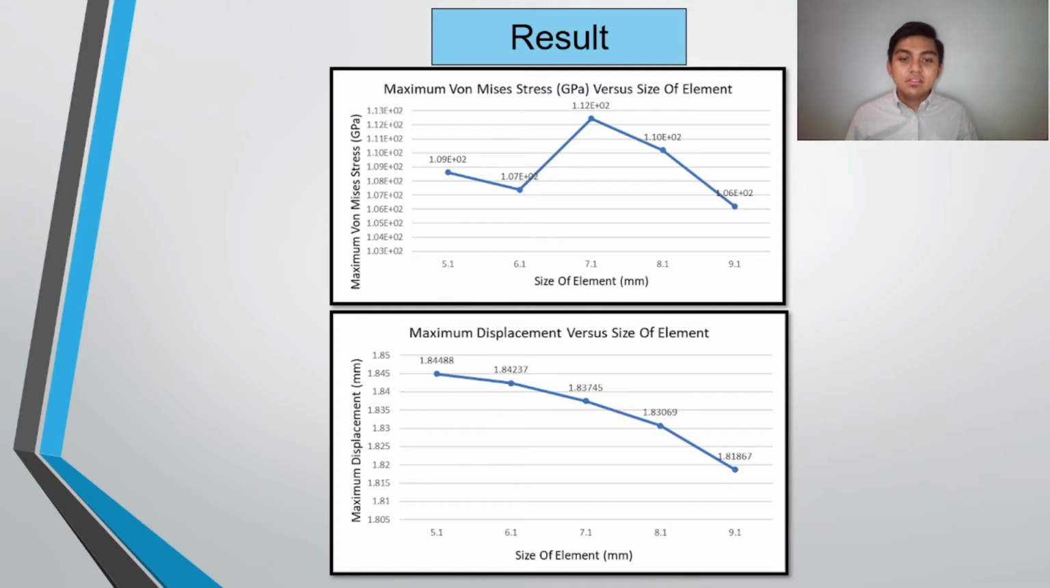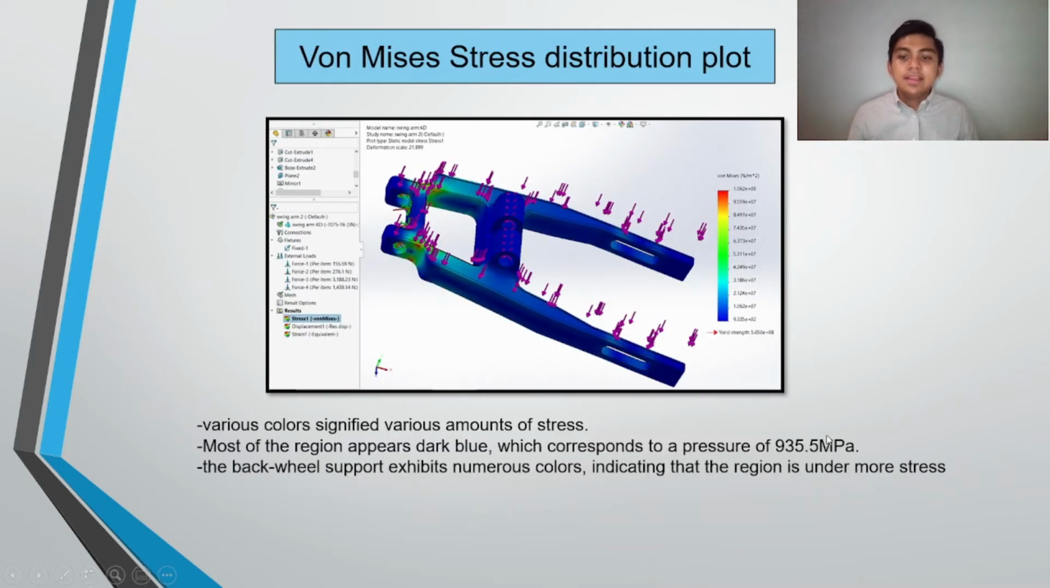This is the size of element versus maximum von Mises stress. Graph 1 shows this. Graph 2 shows the size of element in mm versus maximum displacement. This is the trend for both of the graphs. Next, this is the von Mises stress distribution plot.